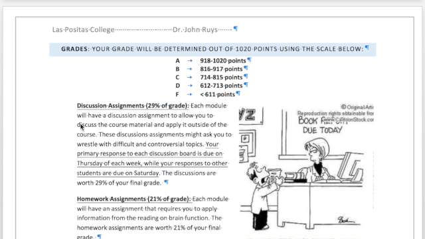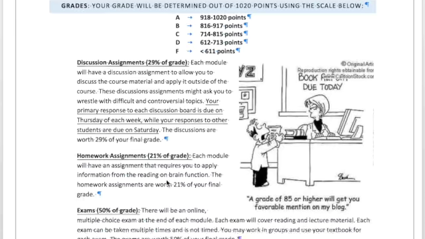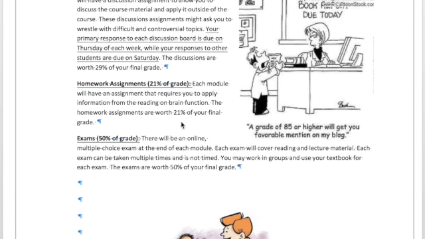Then there's how your grades are going to be determined, probably for you the most important piece. So a portion of your grades are determined by approximately weekly discussion assignments. There's about 10 discussion assignments of the 16 modules, and there's about 6 homework assignments of these 16 modules. Okay, so that accounts for about 50% of your grade, and then there's exams every week.